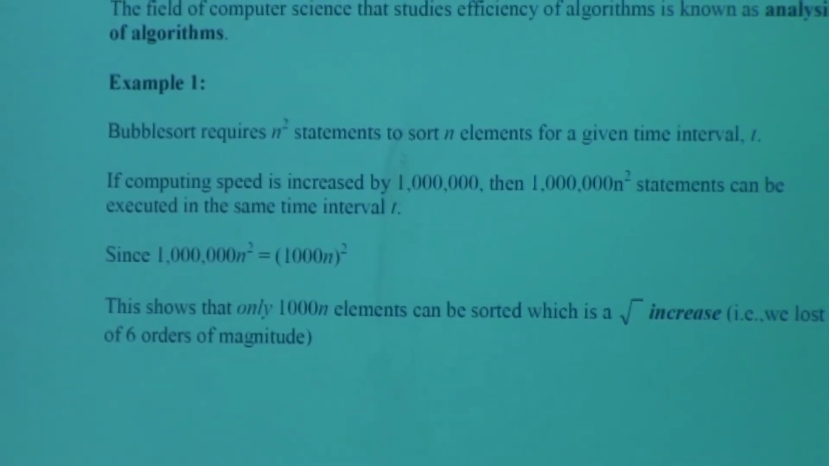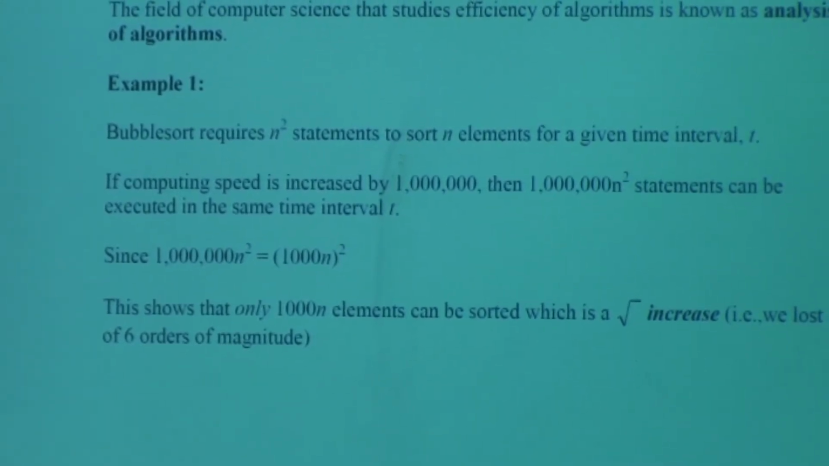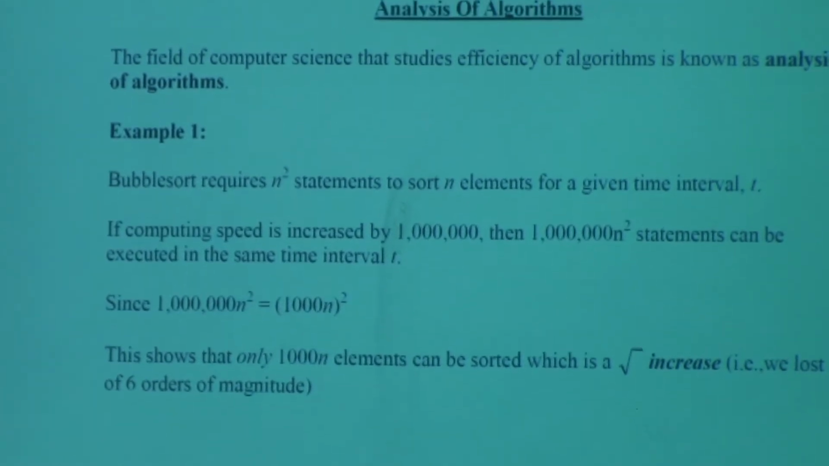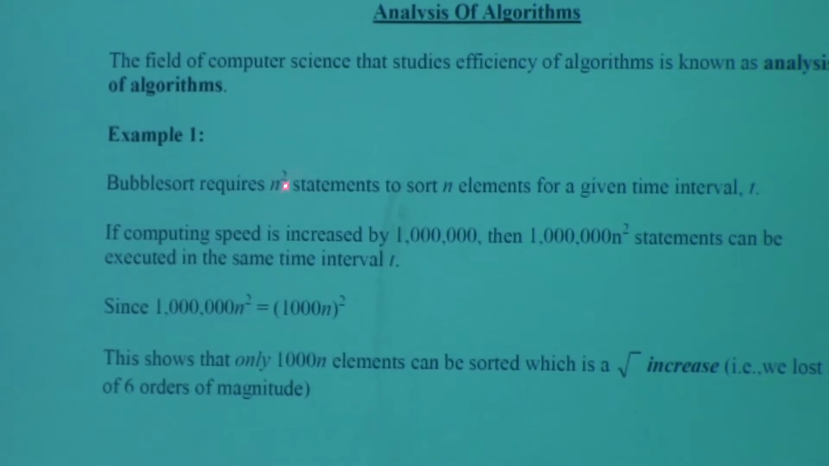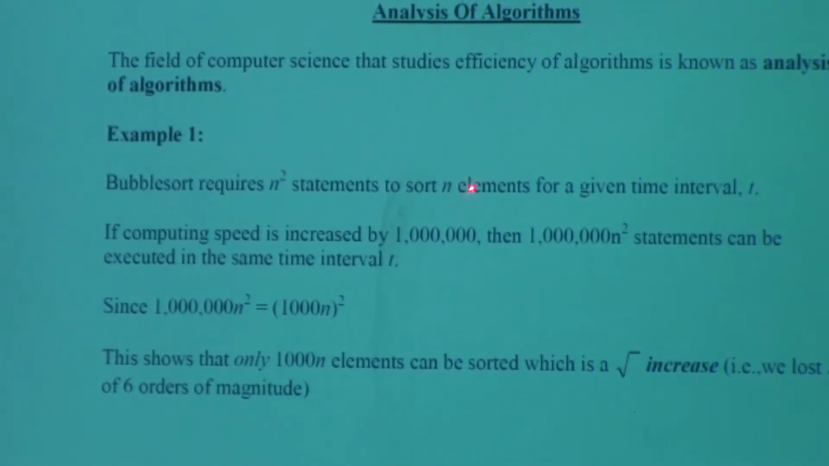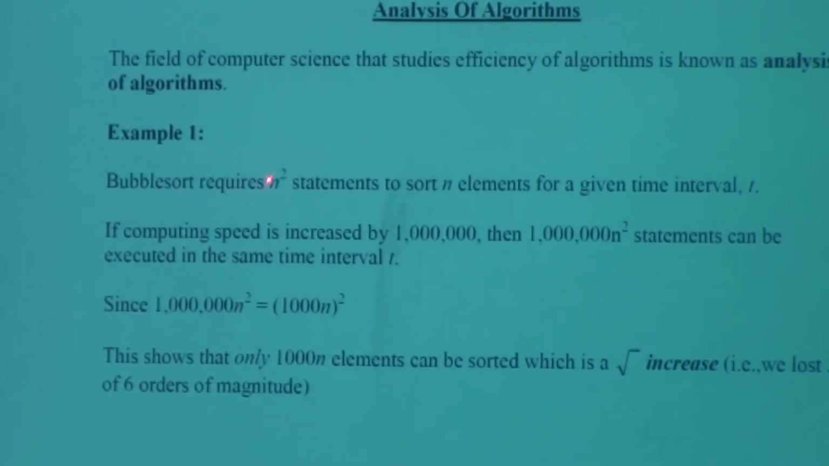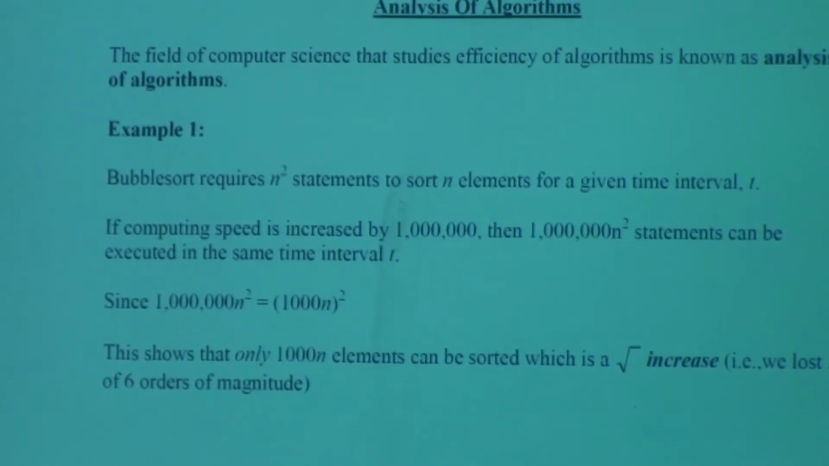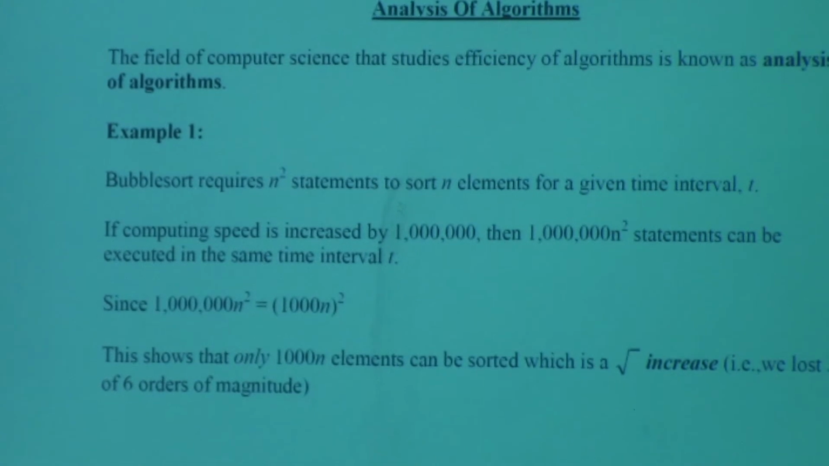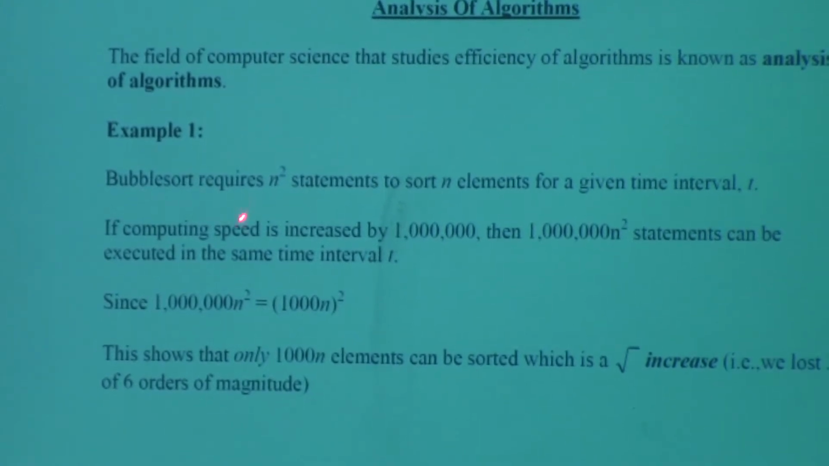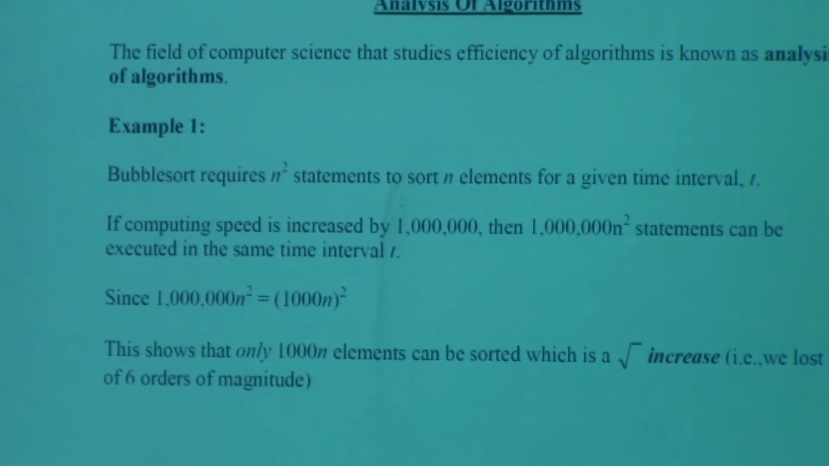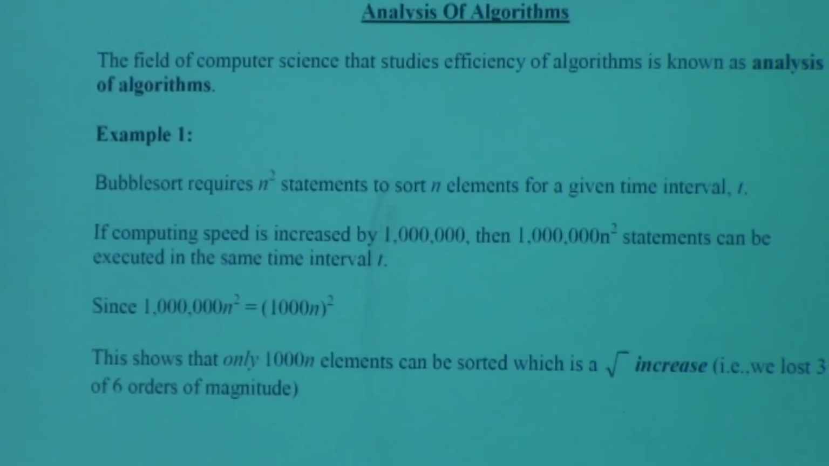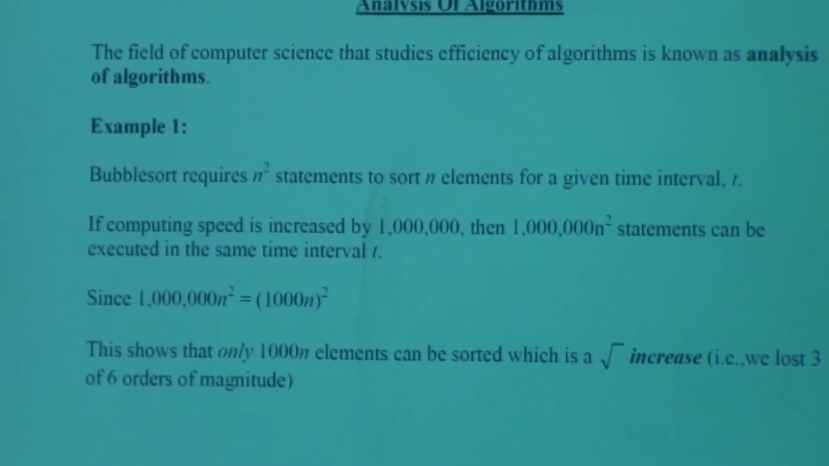Okay, so we know that bubble sort, which we discussed in this class, roughly requires about n squared statements to sort n elements. So let's say it requires n squared statements to sort n elements. And let's suppose that we can sort n elements using this number of statements in some time interval, we'll call it t. So in time t, we have n elements in a bubble sort.